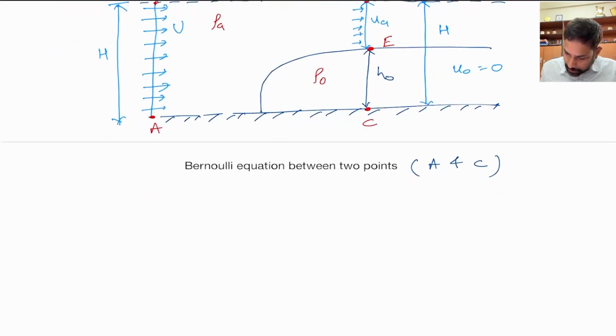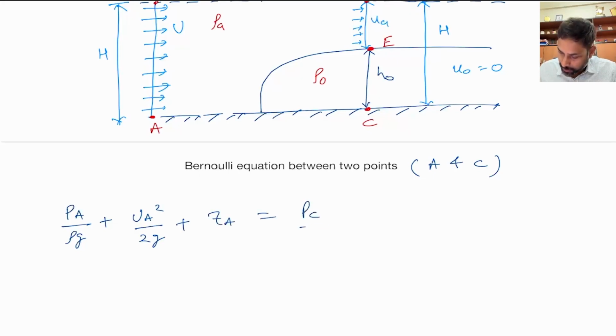So how do we write Bernoulli equation? It has three different terms: PA by rho g plus UA square by 2g plus ZA is equal to PC by rho g plus UC square by 2g plus ZC. Okay, and what is the density at point A? That is equal to rho A, and density at point C is rho naught.